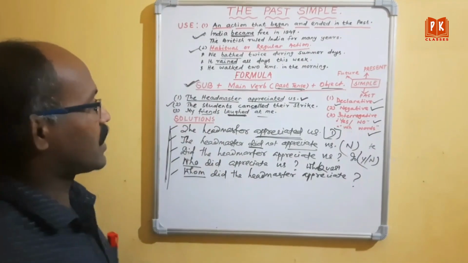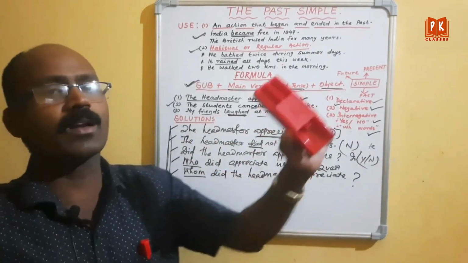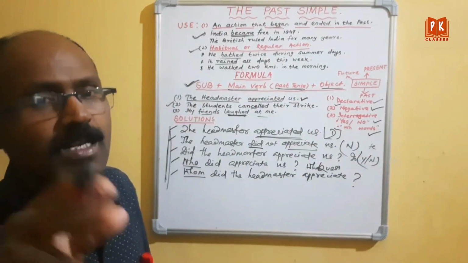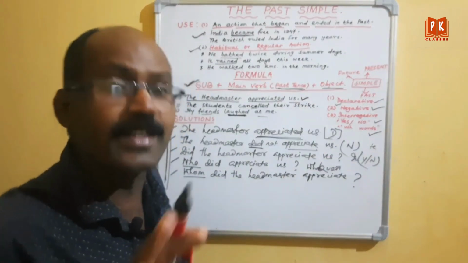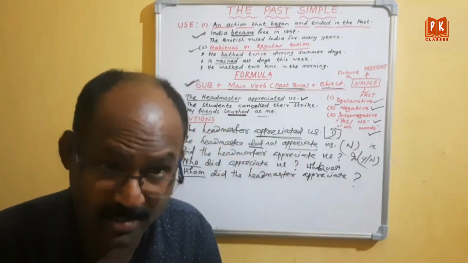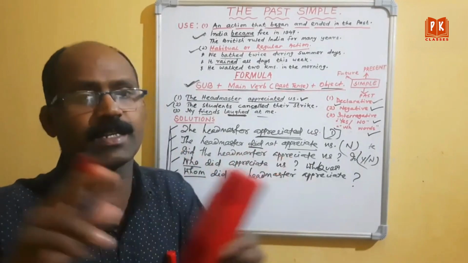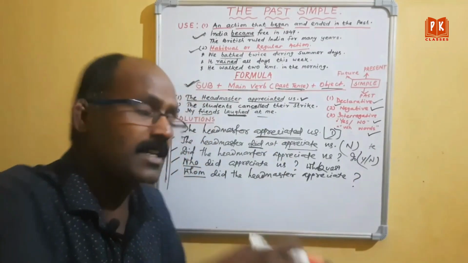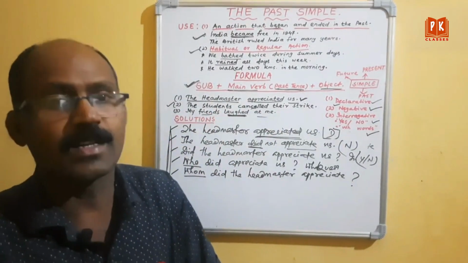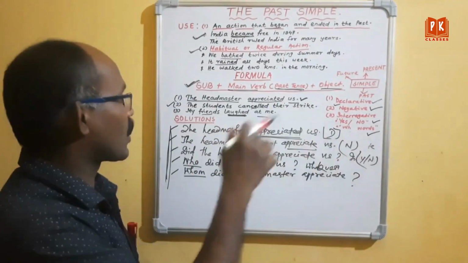Okay, number one, the students cancelled their strike. First you think cancelled means did plus cancel. So what will be the negative? Did plus cancel, in between you have to use not. Did not cancel. So the students did not cancel their strike. Negative. Then interrogative, you know cancelled means did plus cancel. You take the did first. Did the students cancel their strike? Question mark.